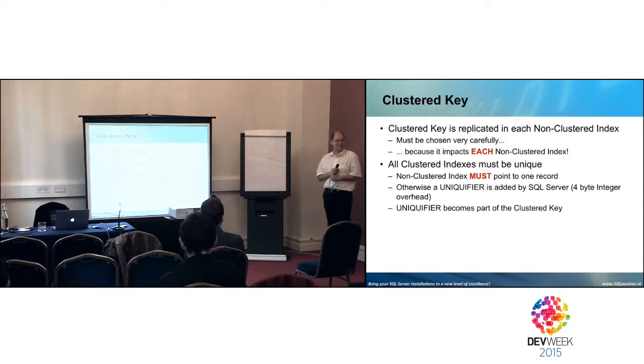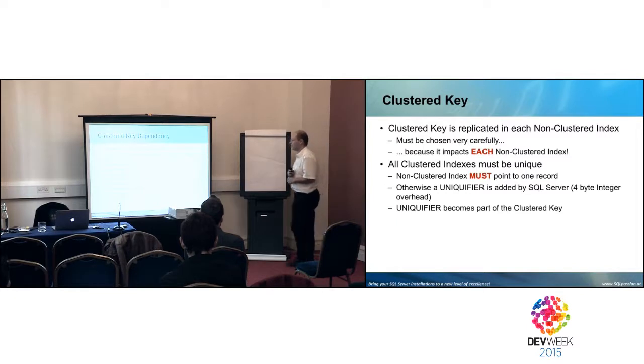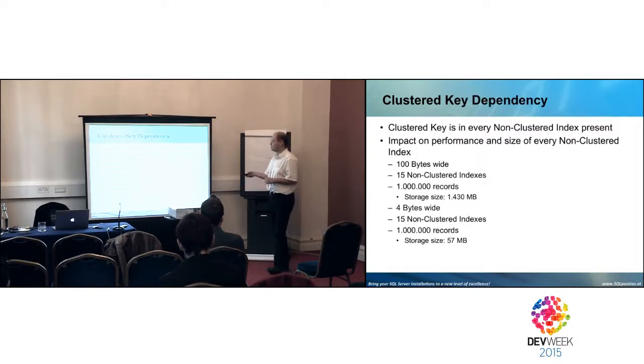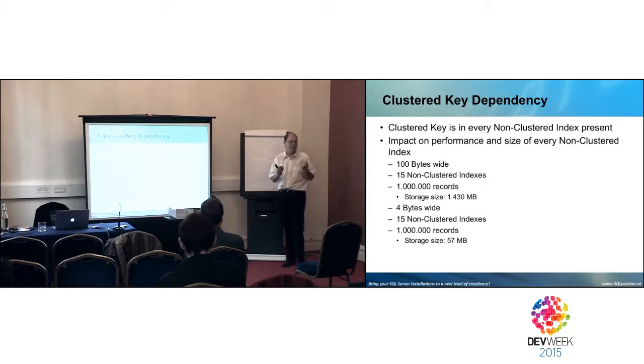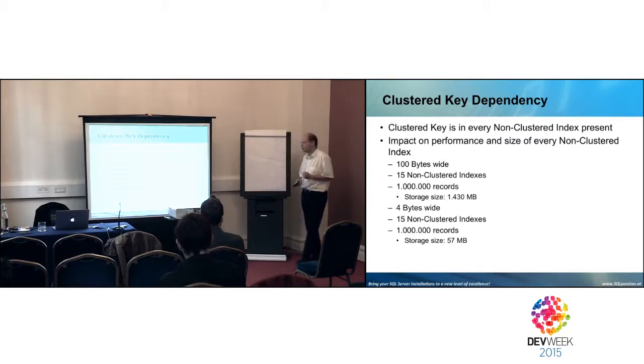Just think about that. Imagine the following. We have a table with 1 million records, and I create, for example, a clustered key on a column which is 100 bytes long, and I create on that table 15 non-clustered indexes. In that case, we have a storage size of those indexes of around 1.4 gigabytes. When we create a clustered key value which is only 4 bytes long, for example, an int identity column, an ever-increasing value, we have only a storage size of 57 megabytes.